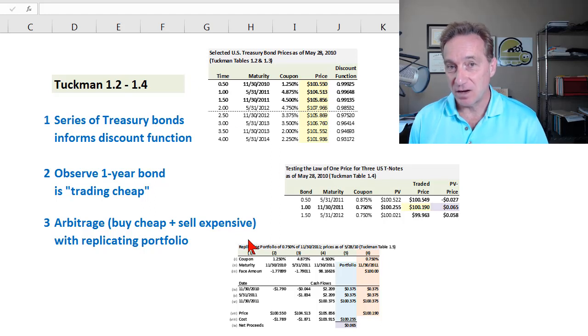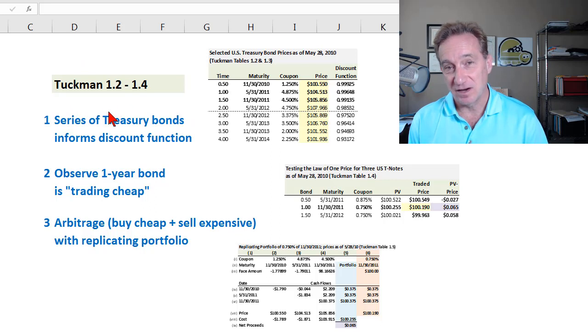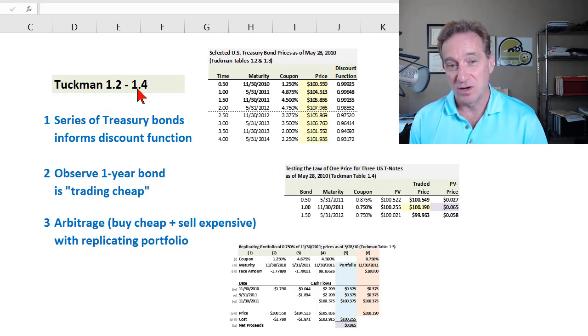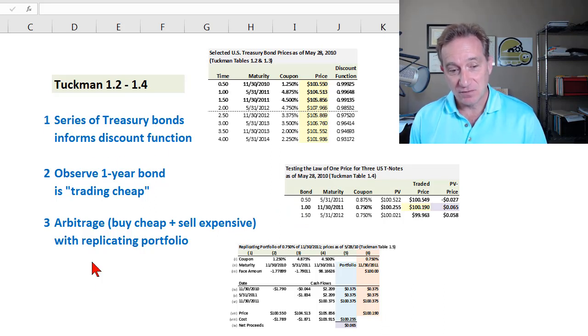In this video, I walk through an illustration of a fixed income arbitrage using the example assigned to FRM candidates, which is Bruce Tuckman's tables 1.2 to 1.4. So my workbook replicates his replicating portfolio, pun intended. We'll see there are 3 steps. Each of the 3 steps is on one sheet of my workbook here.